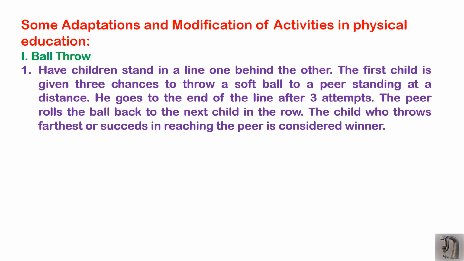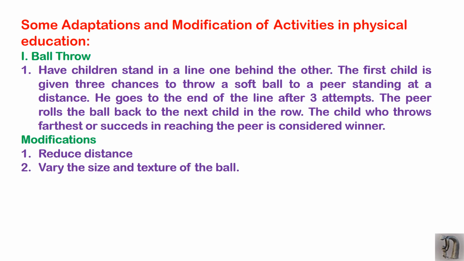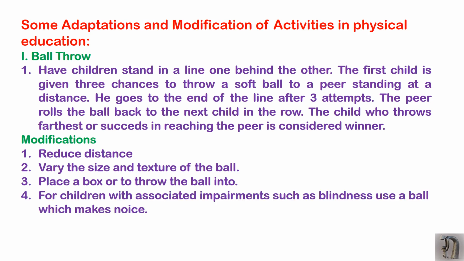So he goes to the end of the line after 3 attempts, then again vice versa. So it's very simple. And what kind of modification can you do in this? Reduce the distance if the child is not able to throw far, then vary the size and texture of the ball if the child has a sensitivity problem to touch the ball, or place a box to throw the ball into it.